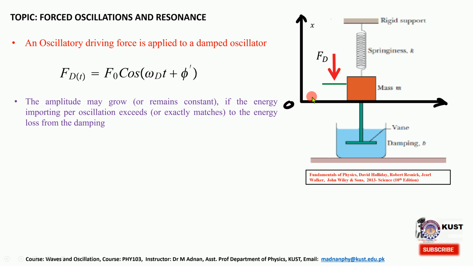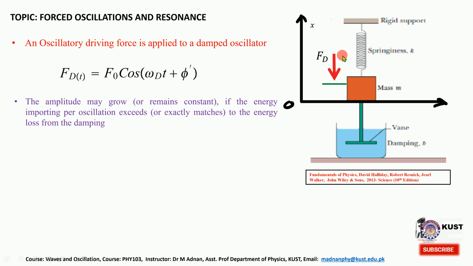Now, as I told you, our observation will be that the amplitude of this oscillator, which oscillates along the positive x direction and also towards the negative x direction, the maximum displacement along this coordinate, will either grow because of this force or remain constant because of the damping mechanism. We can say that the amplitude may grow or remain constant if the energy imparted per oscillation exceeds or exactly matches the energy lost from the damping.